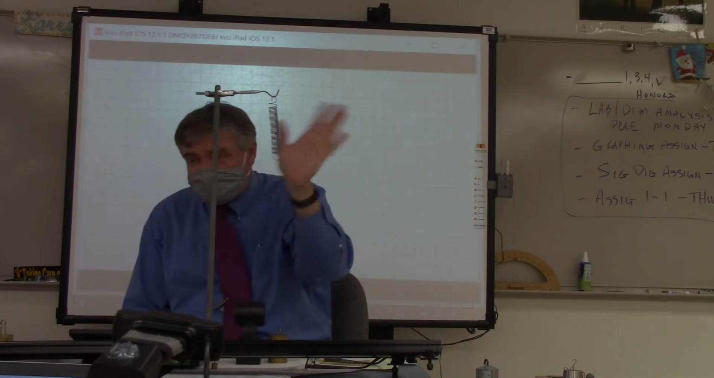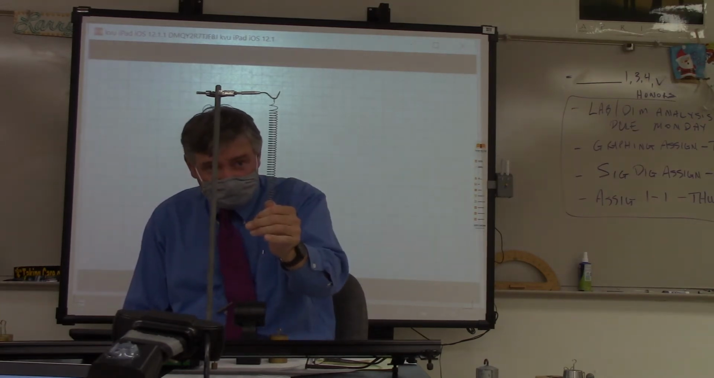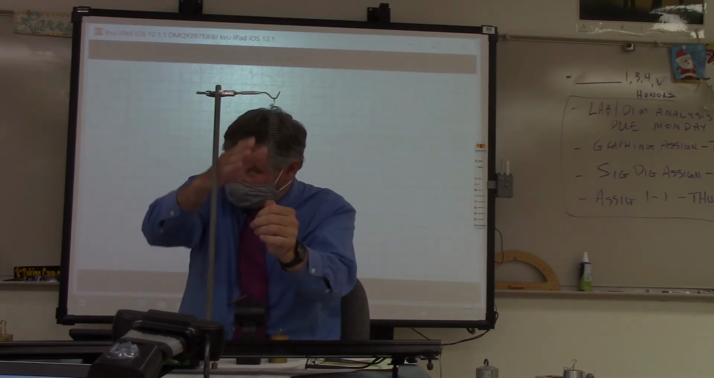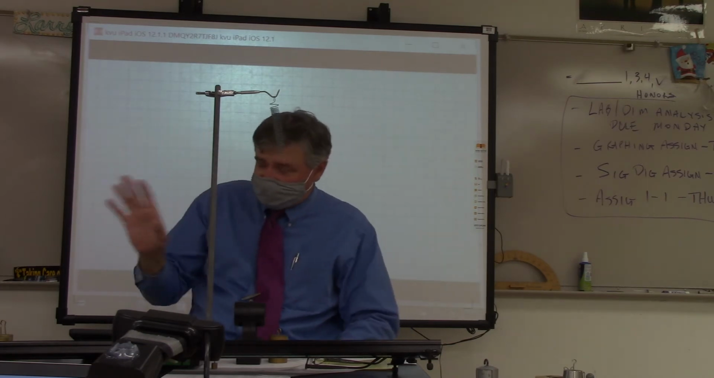Let's just say leave weight out of this. I'm just going to grab a hold of this and pull it down. Okay, so it's going to take a certain amount of force to stretch it a certain distance, right? Don't worry about gravity, don't worry about forces, don't worry about anything.